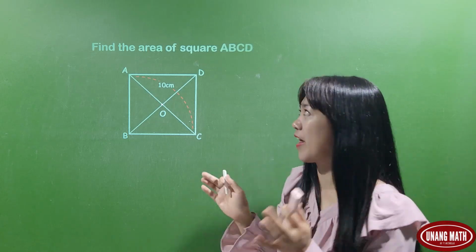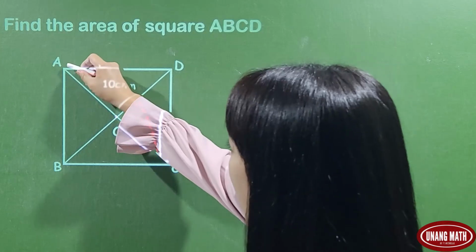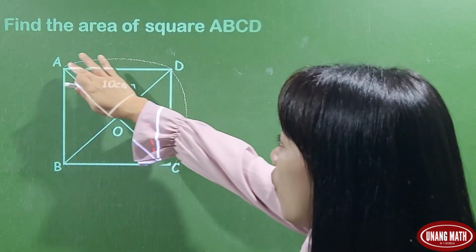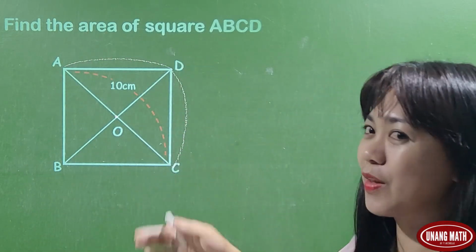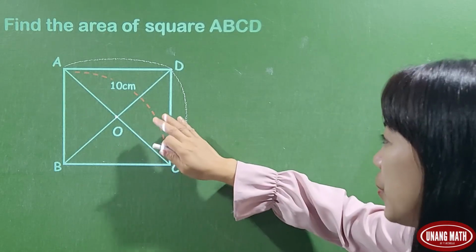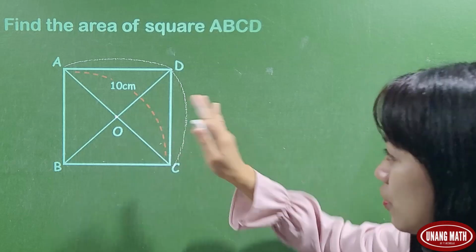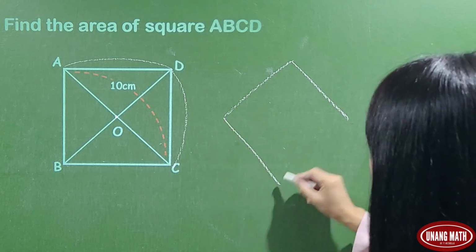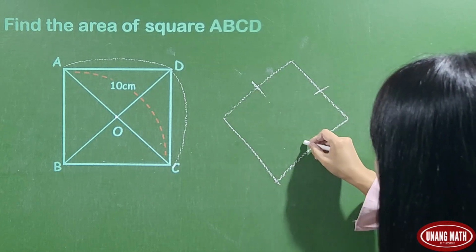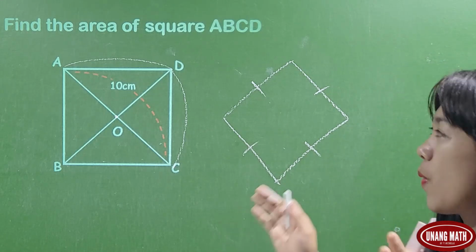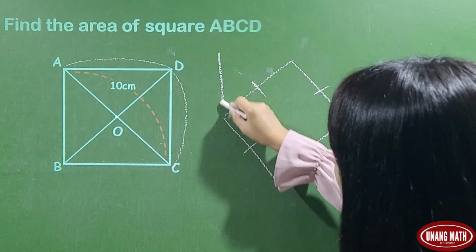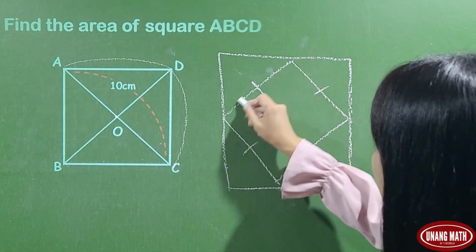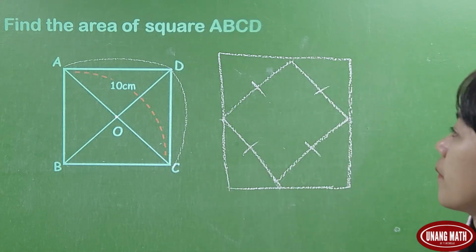Usually, if we are finding the area of a square, we multiply this length times this length. But since we don't know the length of this side and this side, we cannot use that way. So what we're going to do is tilt this square this way. We know that these four sides are equal in measure, and we are going to draw a square outside this figure.